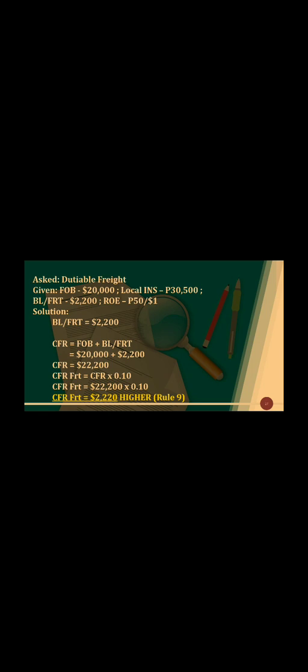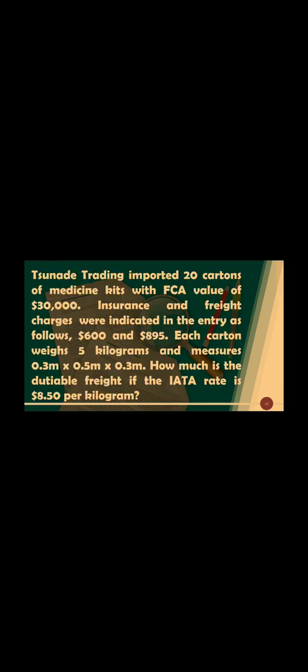To get CFR freight, we need to have CFR multiplied by 10%. So that would be $22,200 times 0.10. That would be the CFR freight, which is $2,220, whichever is higher for the two. We need to go to the CFR freight, which is $2,220, and that is under rule number 9.